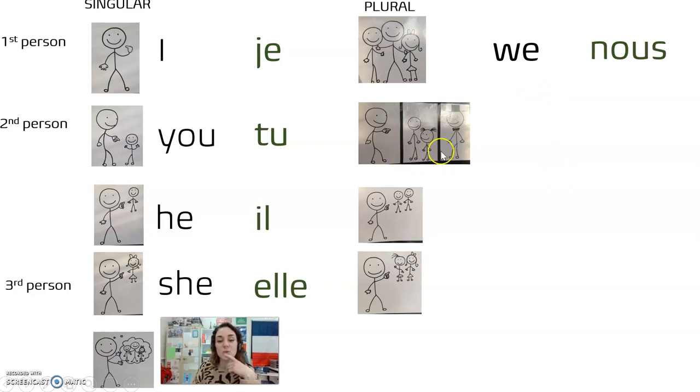This is if I'm talking to a group, y'all. It can also be formal. So we'll come back to this idea of formality soon. You, plural, or you, formal. Y'all is vous.